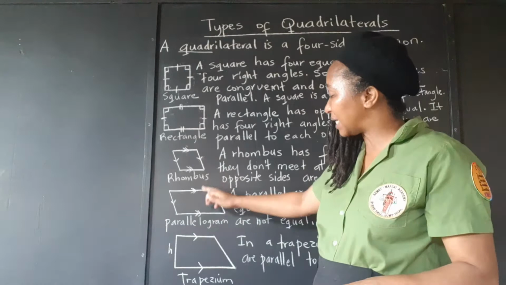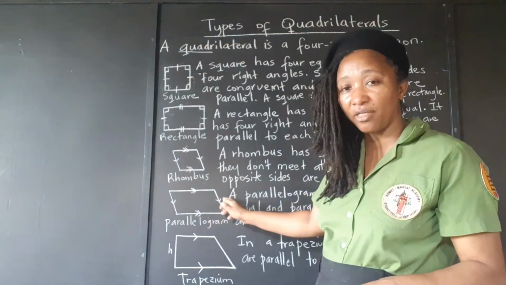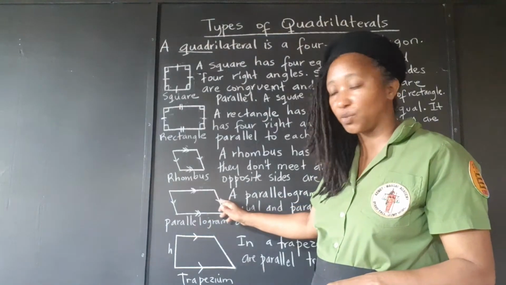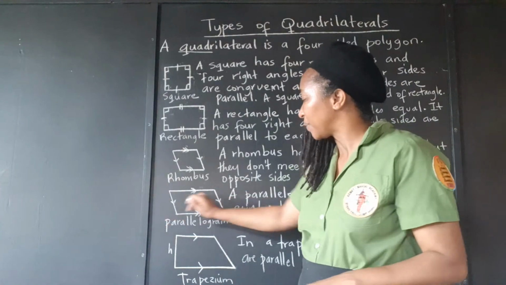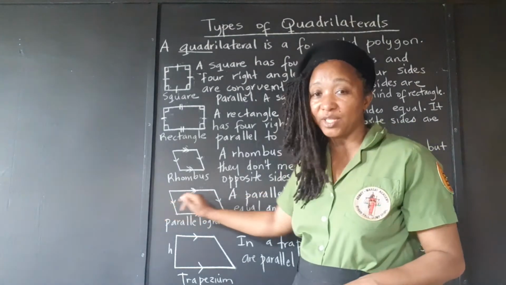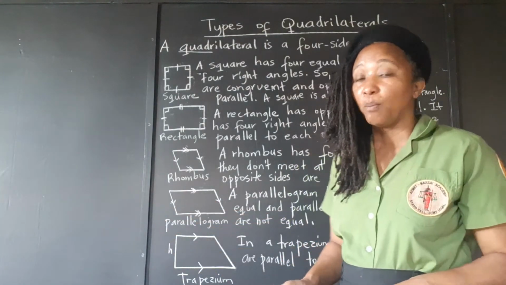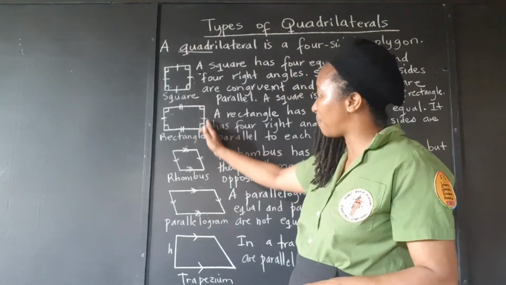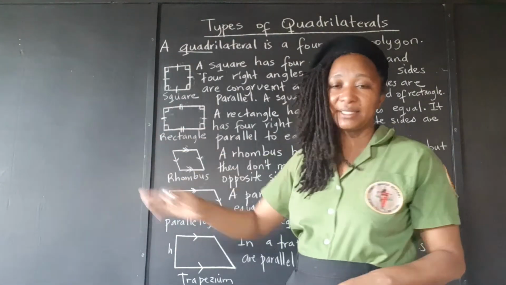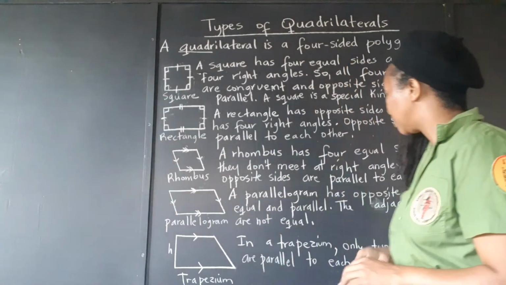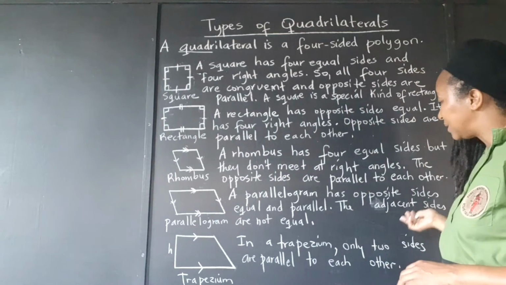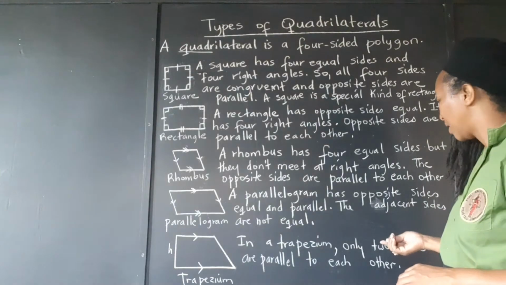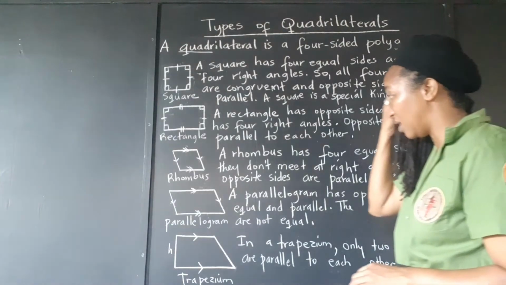It has 2 sides that are longer than the other 2, equal to each other but longer than the other 2. So these shorter sides are equal to each other and parallel to each other, but the sides are oblique. They are slanted. They are not perpendicular as they are in the rectangle. So the parallelogram has opposite sides that are equal and parallel. The adjacent sides are not equal.